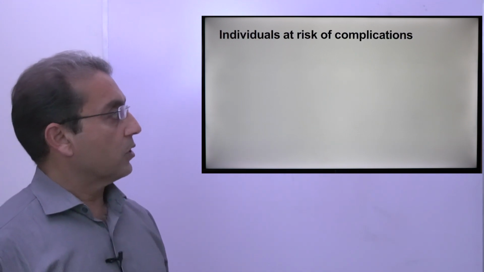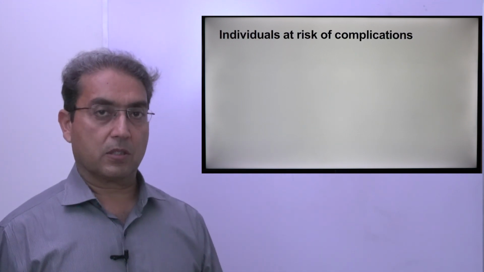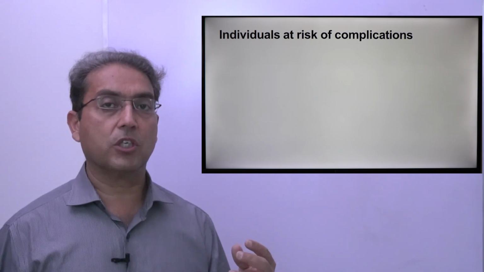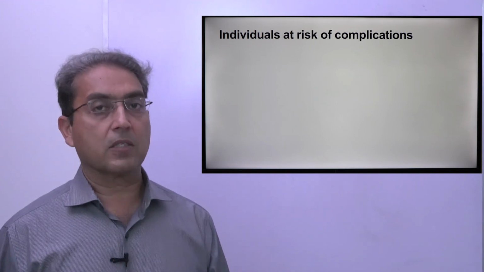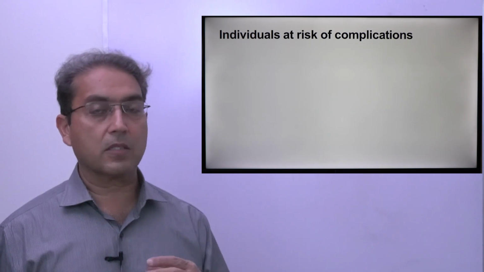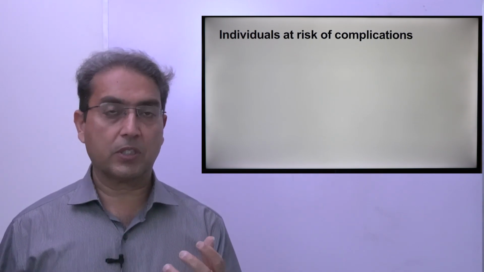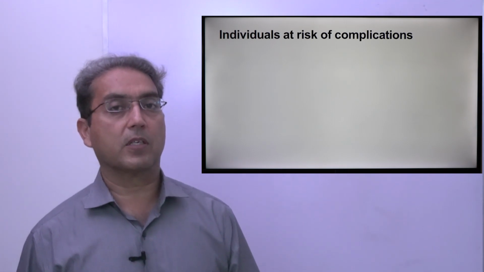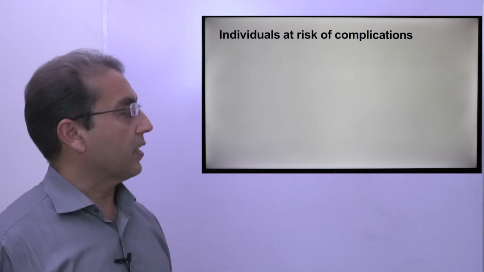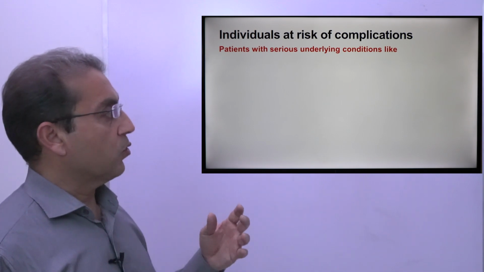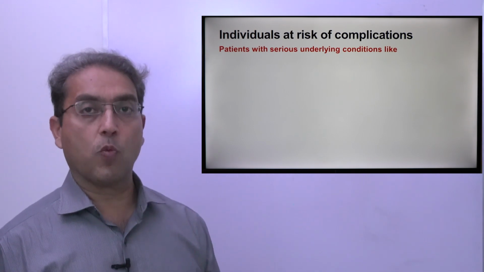Now, who are the individuals who are at risk of complications? Because this disease generally is mild, but it can result in severe complications, and there are certain groups of people, that is, segments of the population, that can be affected by the disease more severely than other people. For example, patients who've got underlying serious comorbid conditions.